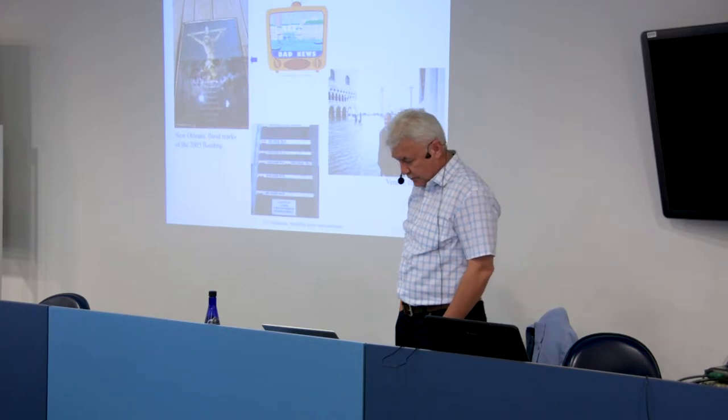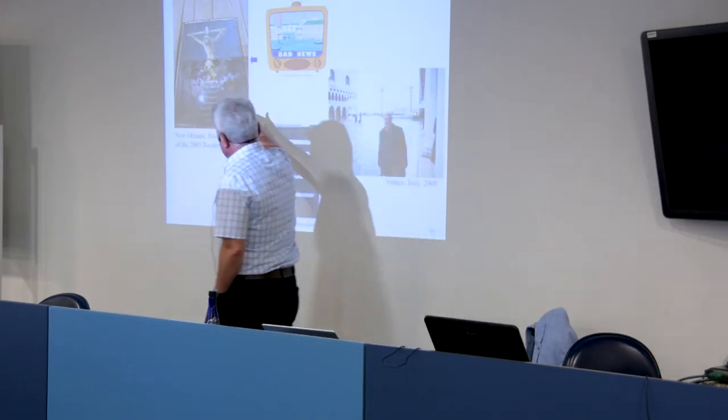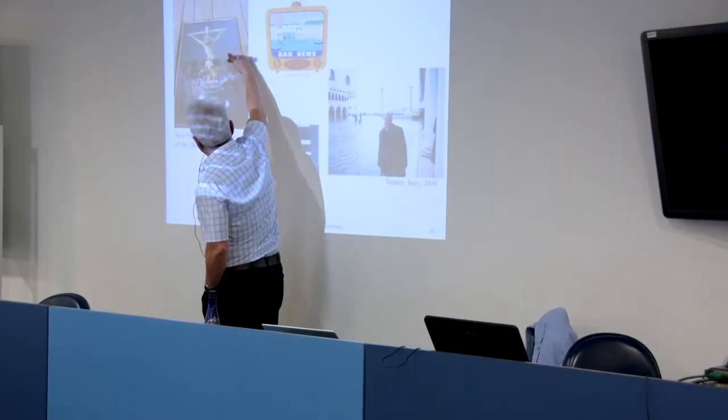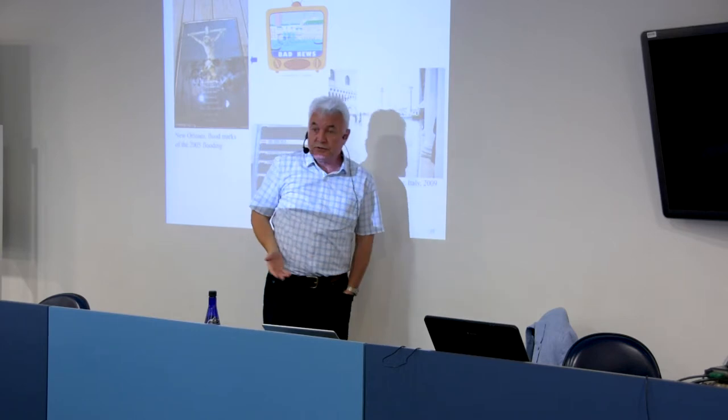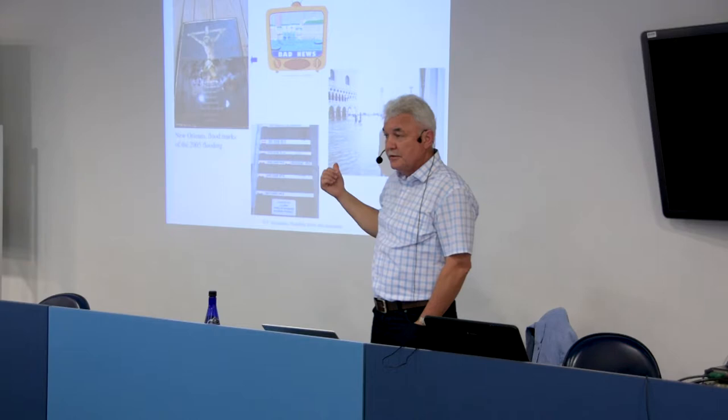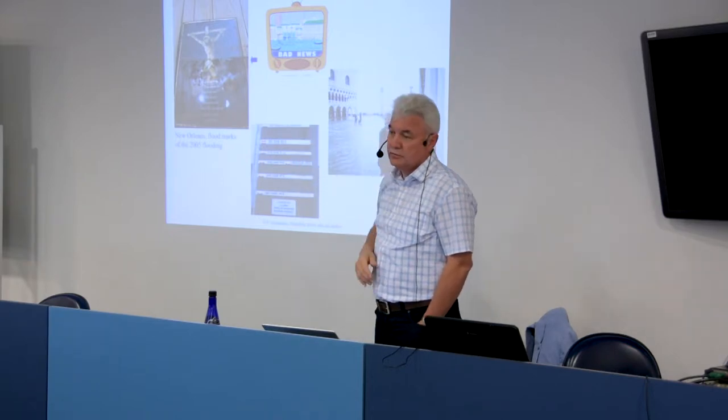Now, citizen observatories. So this is the icon depiction of Jesus Christ. And you see here the line. See this? So it's New Orleans. It's a flood mark of the 2005 flood. Water was standing here for a long time, so this image is covered with dirt. It's not very nice to look at, but for hydrologists and hydraulic engineers, it's important data. They know exactly where the water level was.